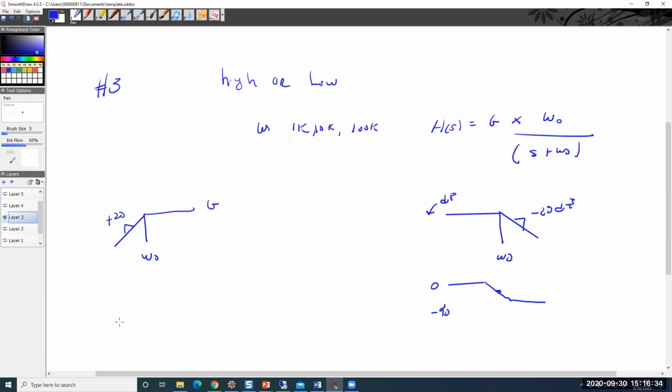For the time domain, that's the step response for a high pass. That's the step response for a low pass. This is very hard to get right in MOM. And so I end up having to go back and put it right.